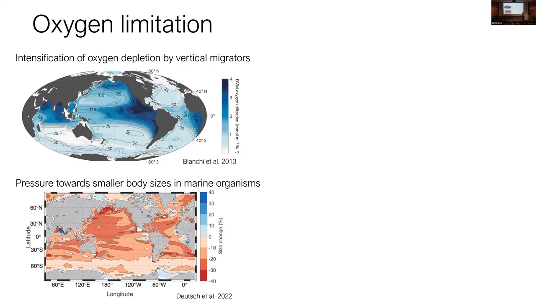And in this recent study by Curtis Deutsch, he compiled data from a range of organisms, not just zooplankton, but spanning the marine spectrum, and showed that the combination of decreased oxygen and increased temperature will result in pressure towards smaller body sizes in all marine organisms. But this story of oxygen is a little bit more nuanced, I would say, from the traditional understanding that climate change will result in decreased oxygen globally.